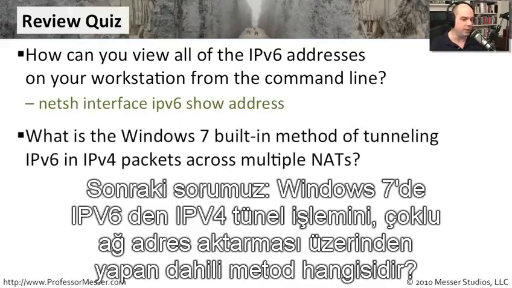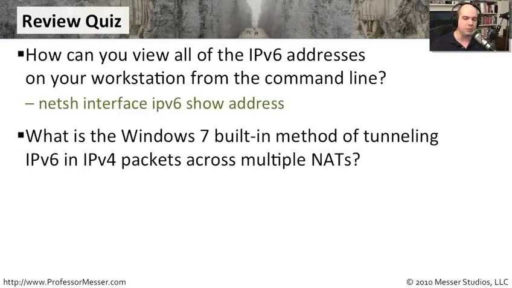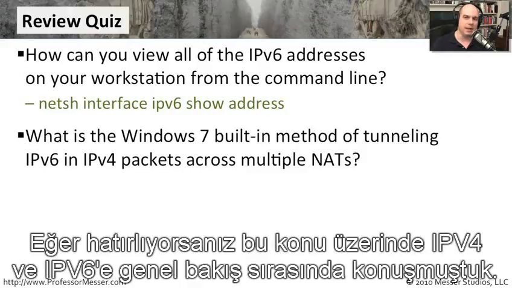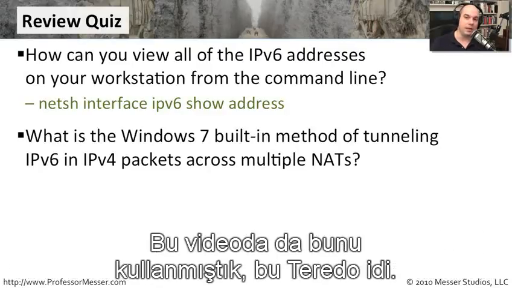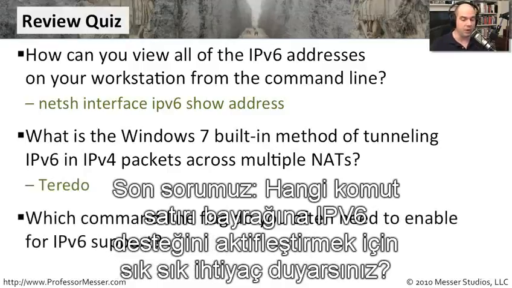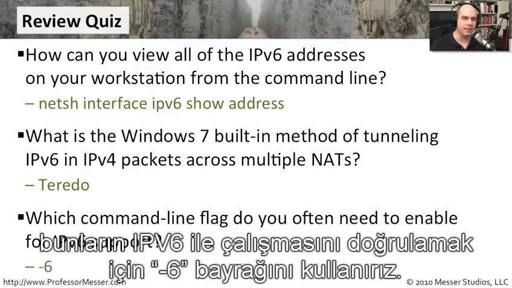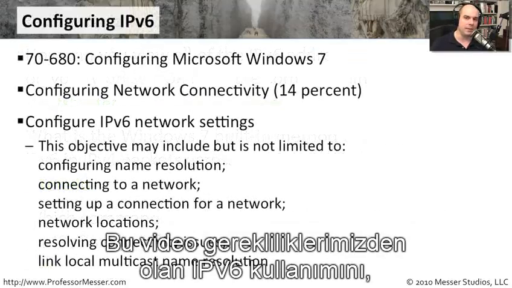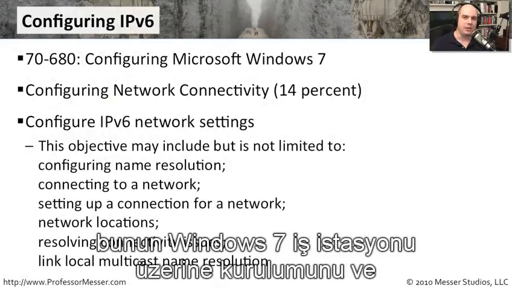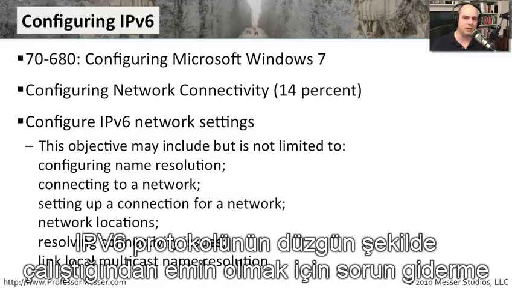The next question, what is the Windows 7 built-in method of tunneling IPv6 and IPv4 packets across multiple network address translations? And that's one that, if you recall, we talked a lot about in our IPv4 and IPv6 overview, and we used it actually in this video, and that was doing Teredo. And the last question, which command line flag do you often need to enable for IPv6 support? Whether you're doing a ping or a trace route, if you want to confirm that it's using IPv6, we use the -6 flag. Well, that covers our requirements in this video for using IPv6, setting it up on your Windows 7 workstation, and doing troubleshooting, making sure that IPv6 protocol is going to work properly.